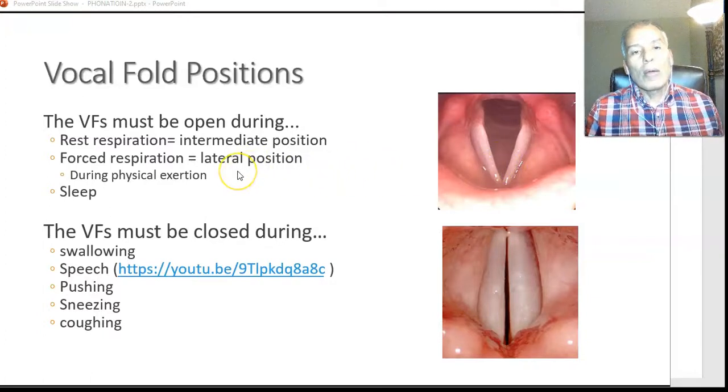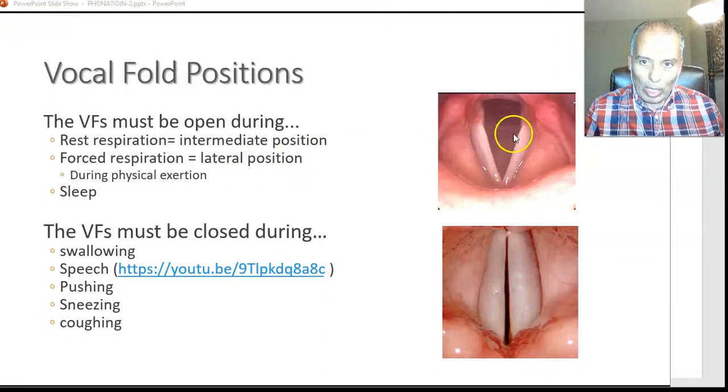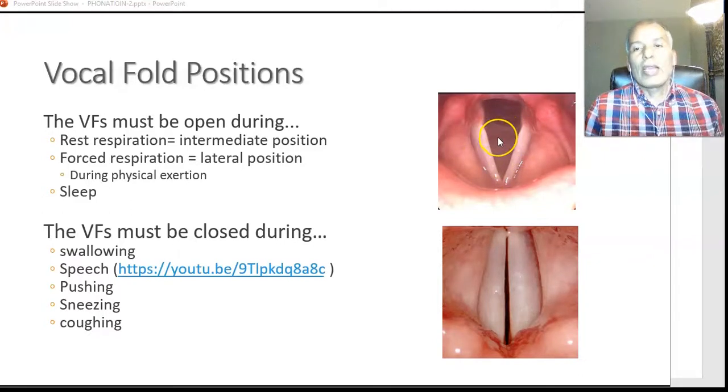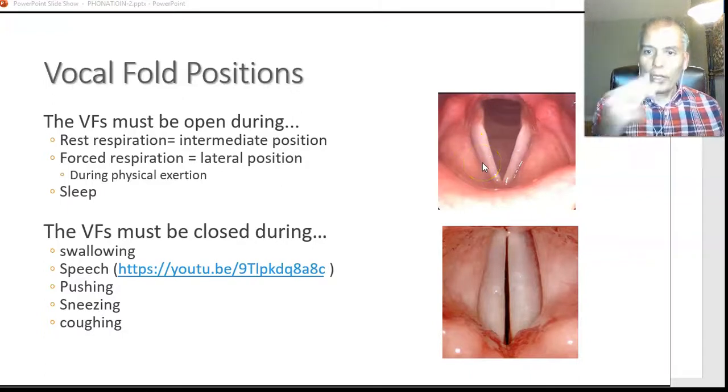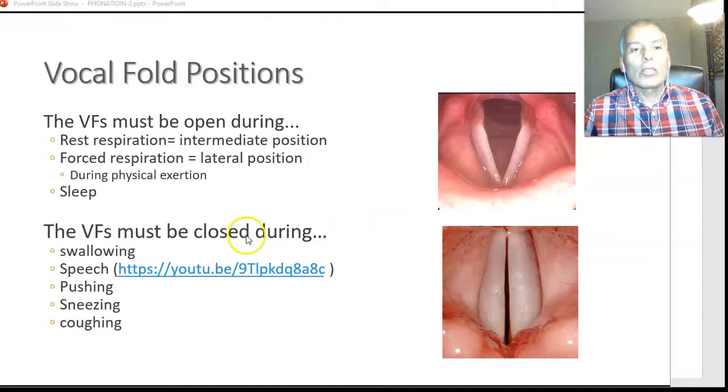So they are similar to this at this position. This is a real vocal folds. And at this position, that's the rest breathing. If you want to take deep breaths or run, and you have to get more air in, you have to open them wider for exercise. So the vocal folds, also during sleep, they must be open, obviously. Your airway has to be open all the time, except for a few times.